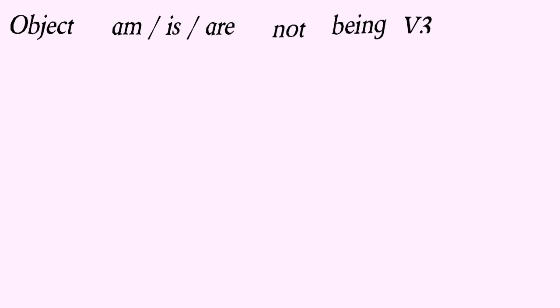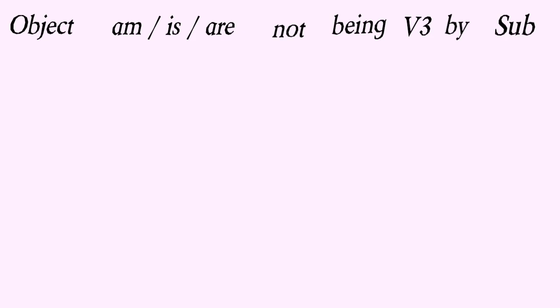We all know that the subject of the active voice becomes the object, and the object in the active voice becomes the subject. Now if we want to change this sentence into passive voice, the sentence construction will be: there will be an object, then am, is, are, then not, after that being, then the third form of the verb, then by, then after that the subject.